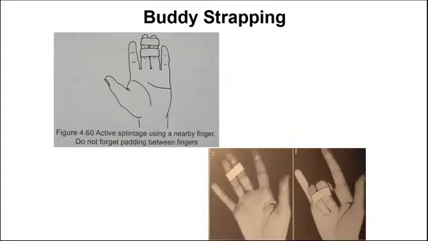Here we have buddy splinting or buddy strapping. These are very important splints, and it is commonly indicated in flexor tendon injuries, also extensor tendon and finger tendon injuries.